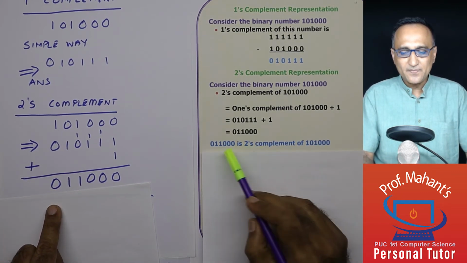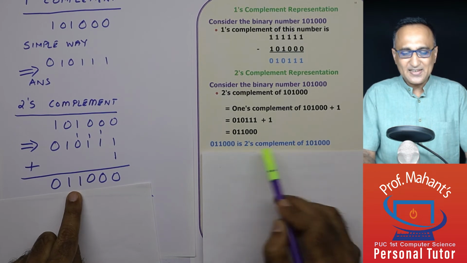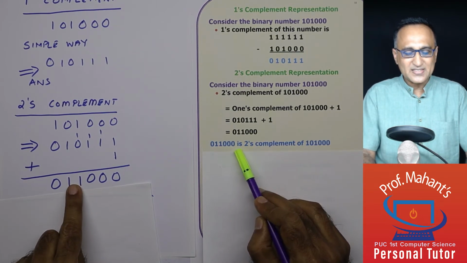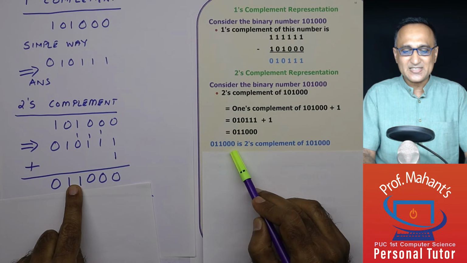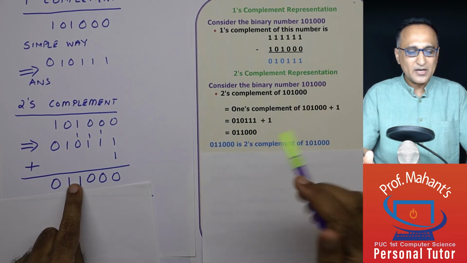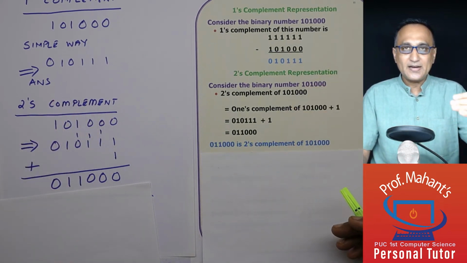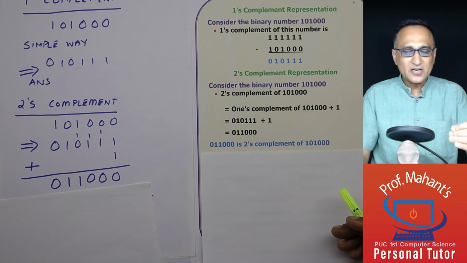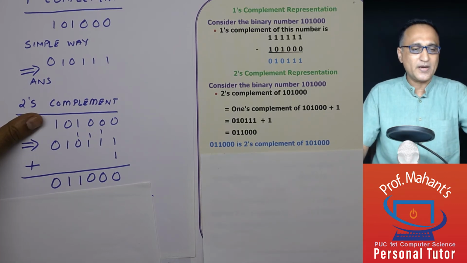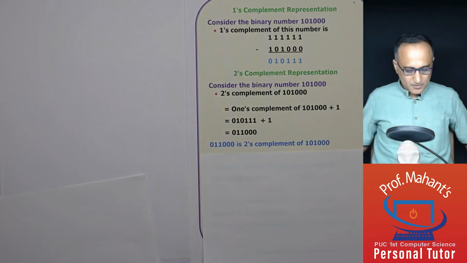So here if you see, this and this fellow match the same. That means the answer is the same. So this is the right way to do the 2's complement. Take a number, flip the bits, convert ones to zeros, zeros to ones, and add 1 to it. That's how you get 2's complement of a number.